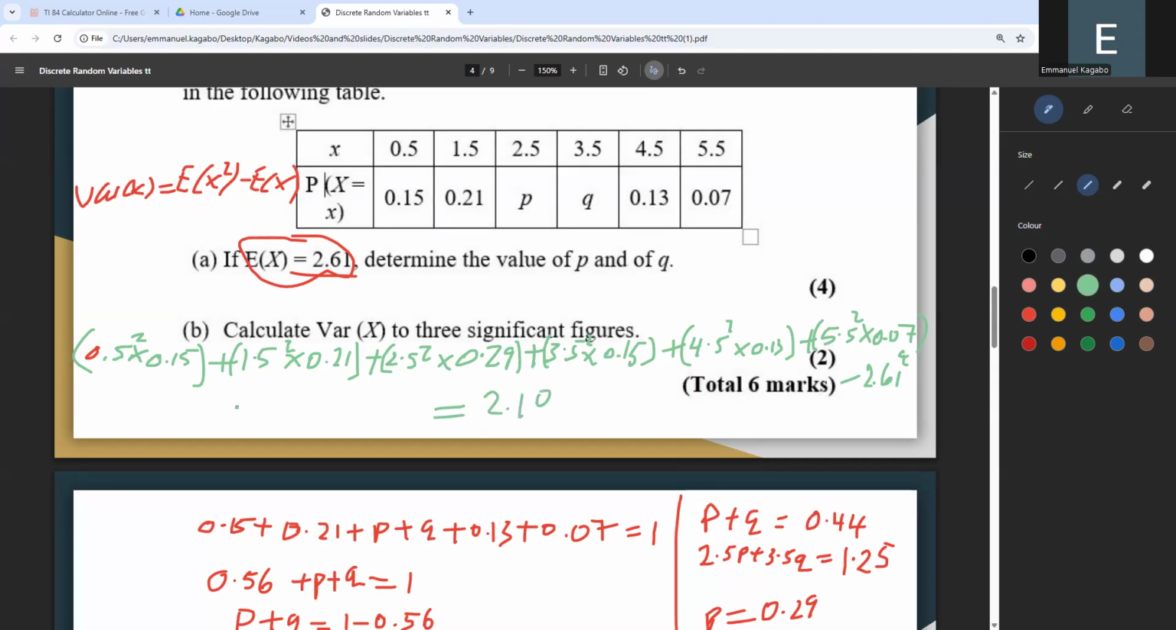Because if you work that out, it will give you 8.91 minus 2.61 squared, and that is your variance. Some exams, they will ask you for standard deviation, then you do the square root of that. Okay? Thank you very much.